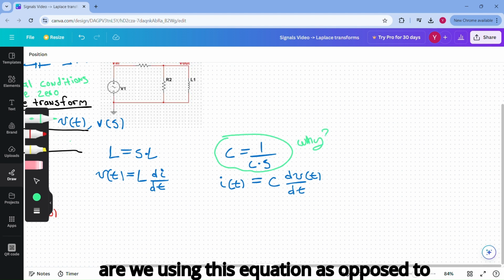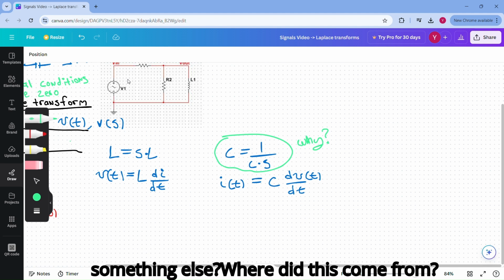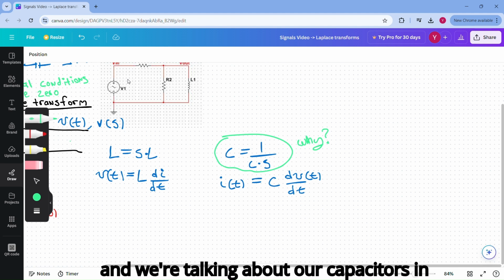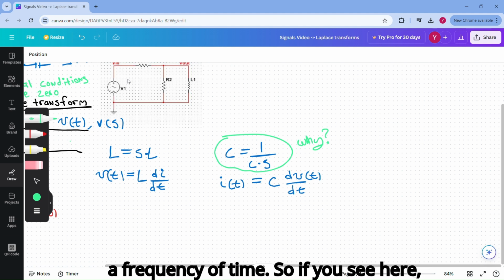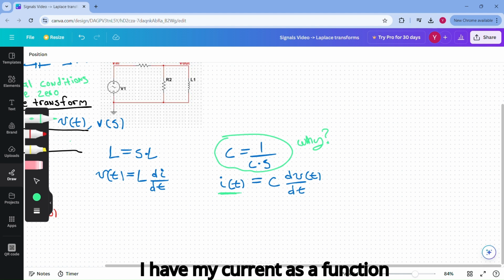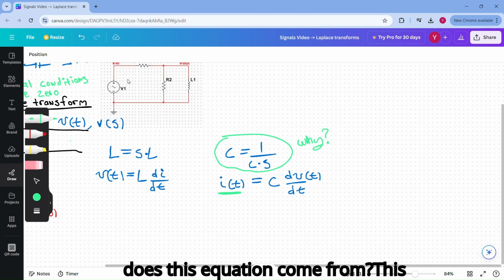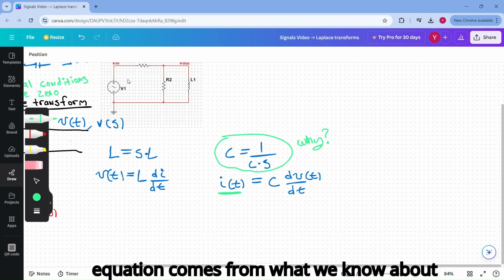Why are we using this equation as opposed to something else? Where did this come from? If we're starting at the very basics and we're talking about our capacitors and a frequency of time, you see here I have my current as a function of time, and I have this equation on the right. You might also be asking, where does this equation come from? This equation comes from what we know about our capacitor.